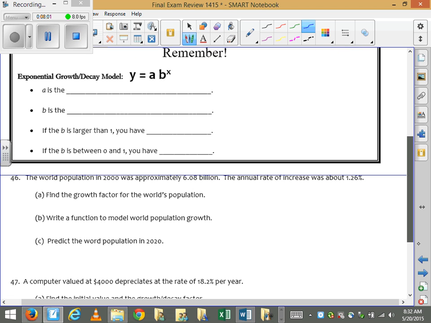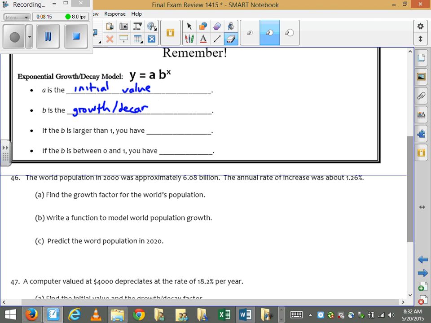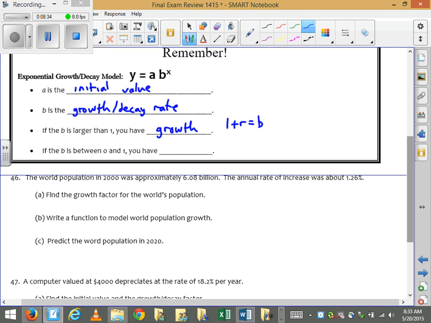This is where we went to Desmos and we did some growth and decay models. A, recall, is the initial value, or the starting point, and B is the growth or decay rate. If B is larger than 1, then you have growth. And remember, the rate, or 1 plus the rate, equals B. If it's between 0 and 1, this is decay.